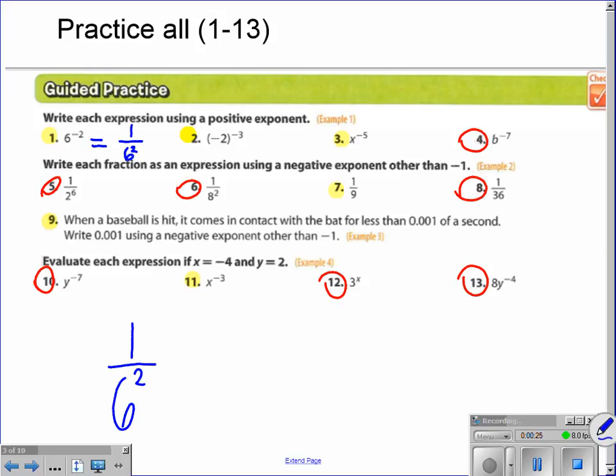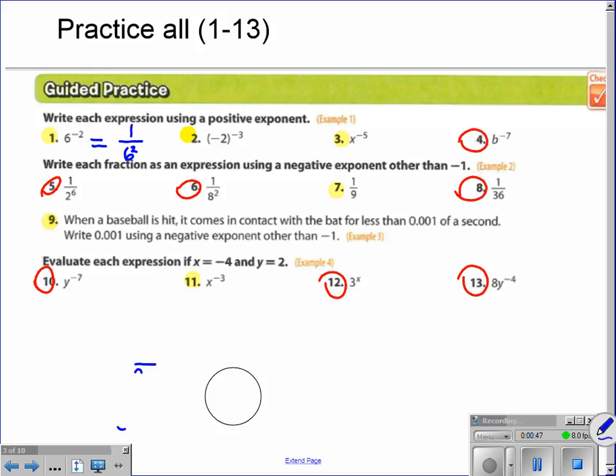The next one, number 2, I'm going to write it down here also. Number 2, the big thing here is when you rewrite this, make sure the -2 stays in parentheses. And then this becomes a positive 3. And number 3 would be 1 over x to the positive 5th power. Now, looking at number 7, this one becomes a little trickier.